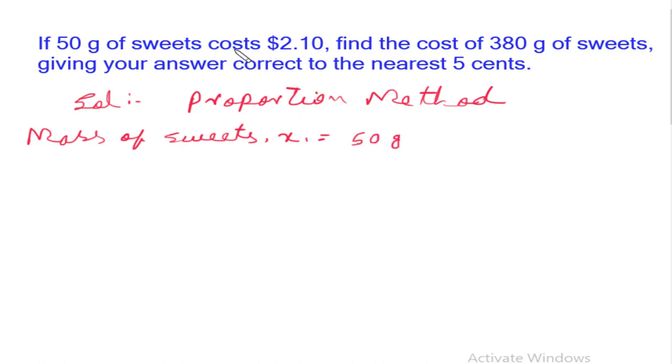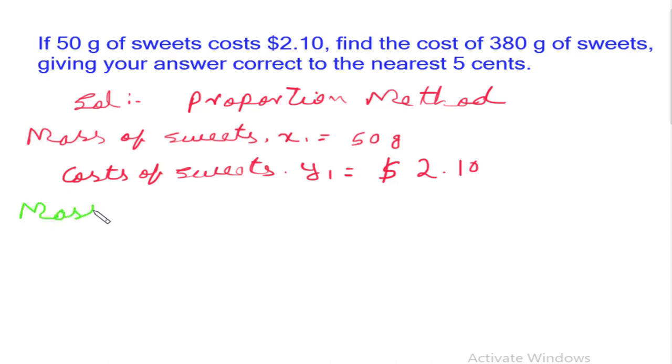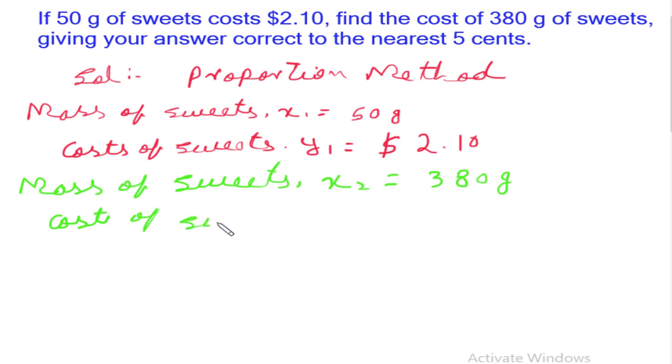Then the cost of the sweets, let it be named y sub 1, and it is $2.10. Again, mass of sweets, let it be x sub 2, that is 380 grams. Cost of sweets, let it be y sub 2, is equal to capital X, which is unknown.